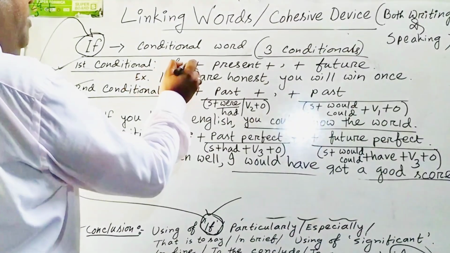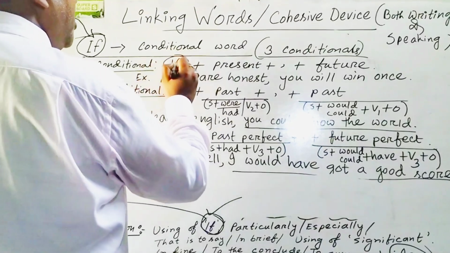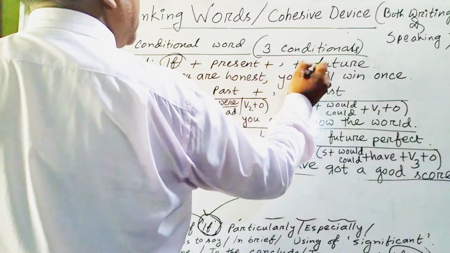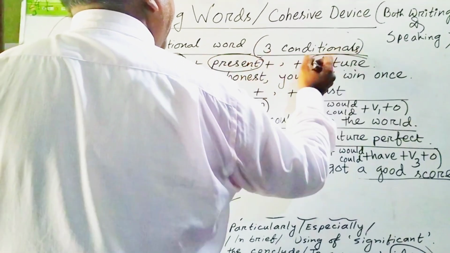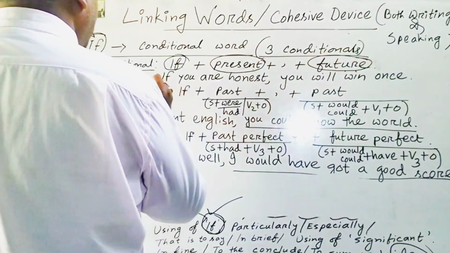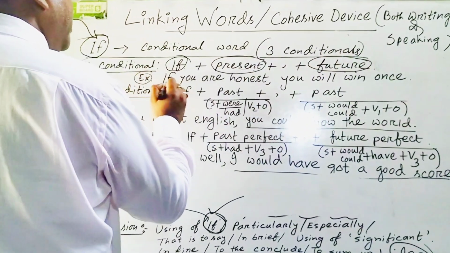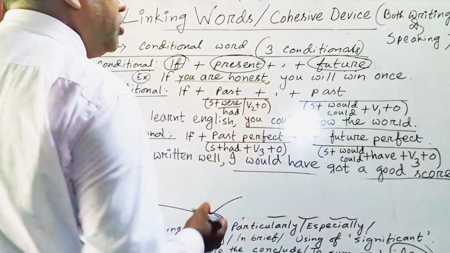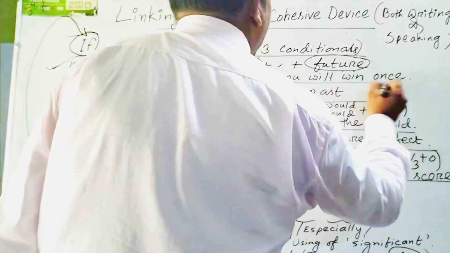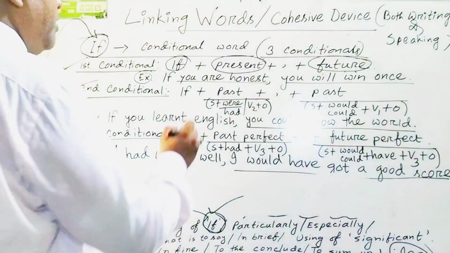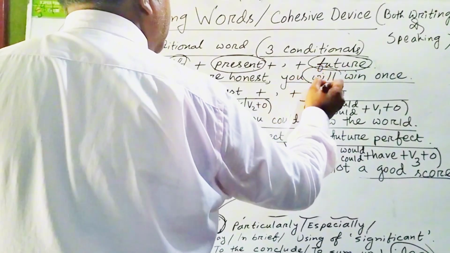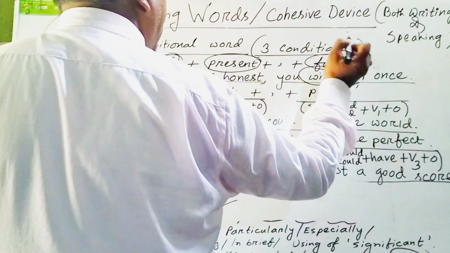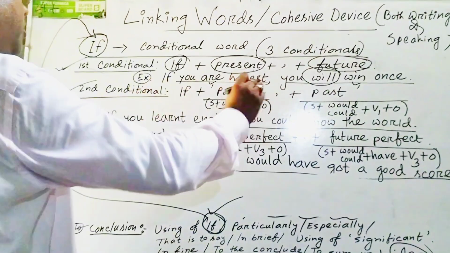What is the structure of the first conditional? The structure of the first conditional: if plus present plus future. You have to input your present idea and here you have to write future tense. Like an illustration: If you are honest, তুমি যদি সৎ হও, you will win one day. তুমি একদিন বিজয়ী হবে. As "are" is your verb 1, you can use your modal auxiliary will and you have to write verb 1. This is the first conditional.